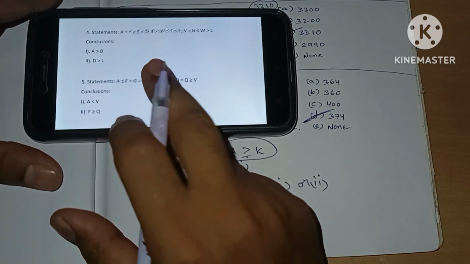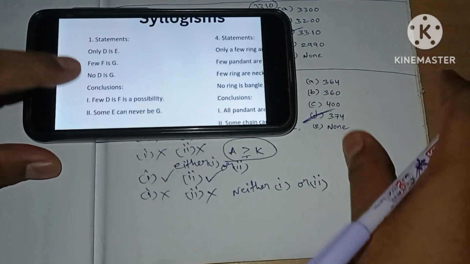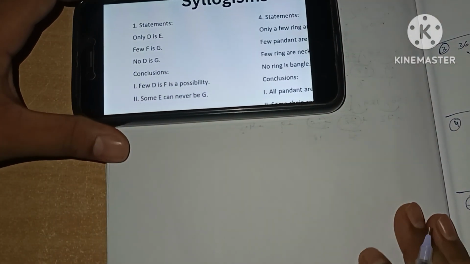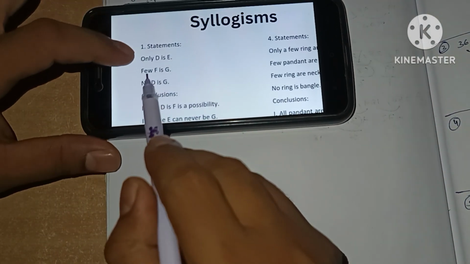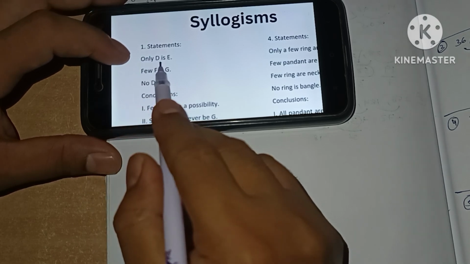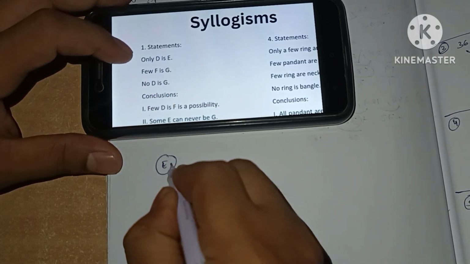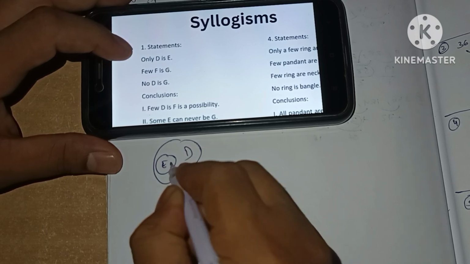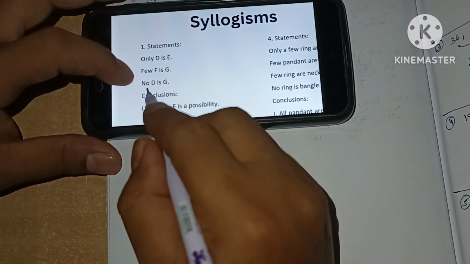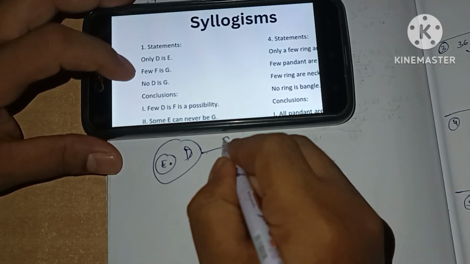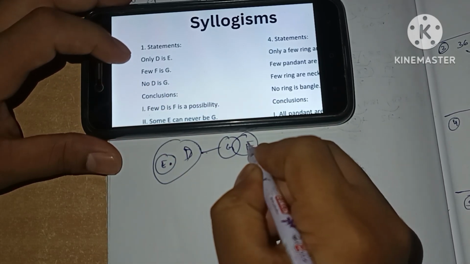Now we are going to see syllogisms. Syllogisms, first question. Only D is E. So E is inside D and doesn't share with anything except D. Few F is G. No D is G. Few F is G means some F is G.